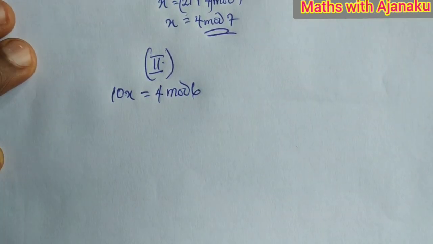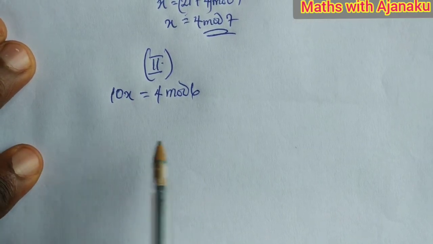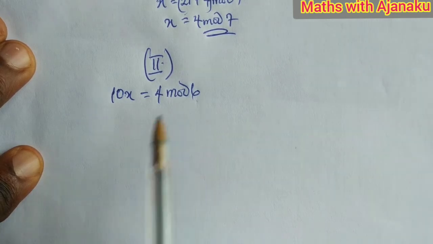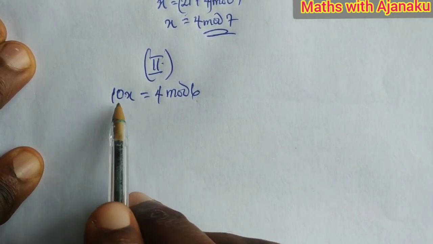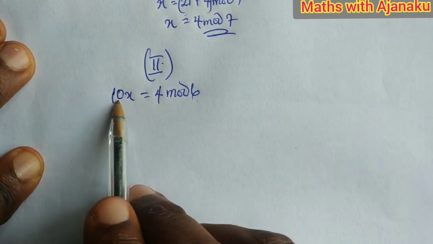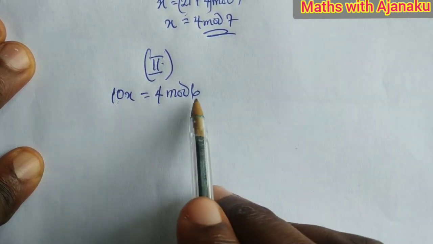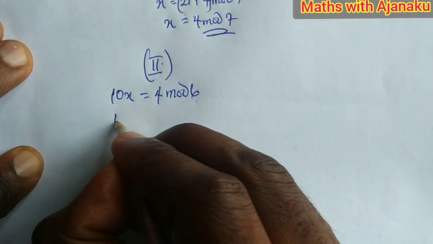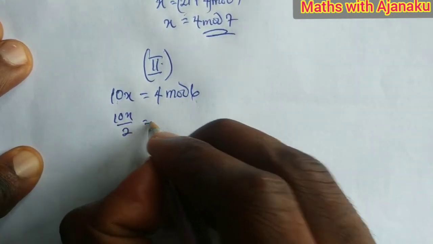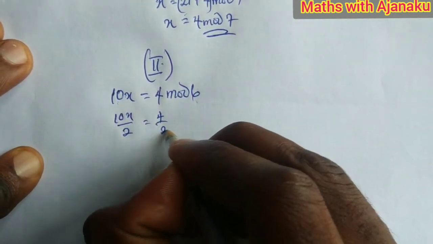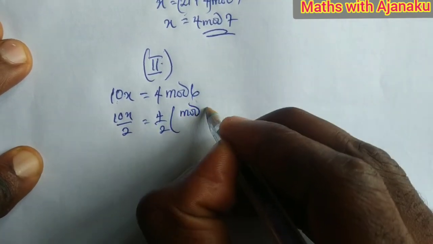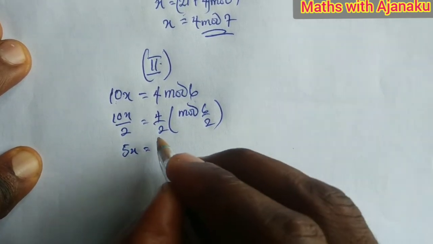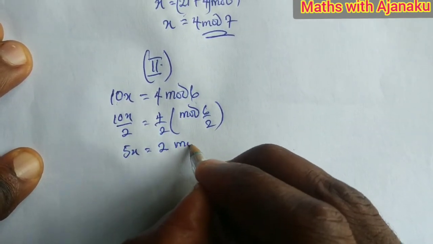Dealing with this second question is quite simple too. Since this is not a prime modulo, we can divide through by the GCD of these 3 numbers, 10, 4, and 6, which is 2. So this becomes 10x over 2 equal to 4 over 2 modulo 6 over 2. By so doing, this becomes 5x equal to 2 modulo 3.